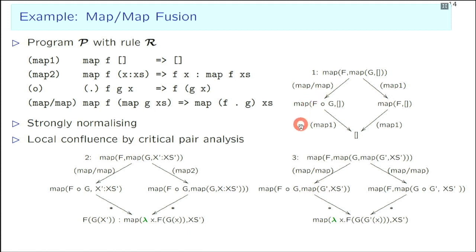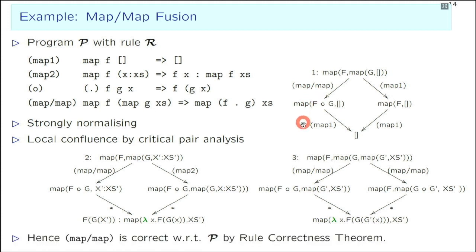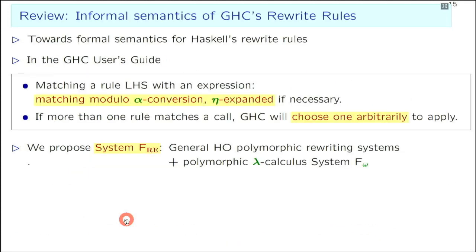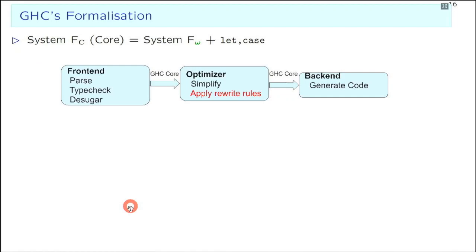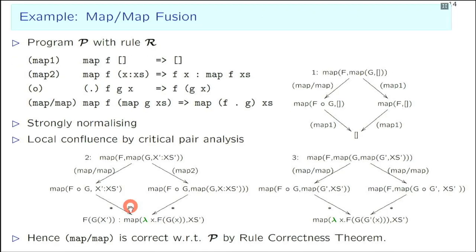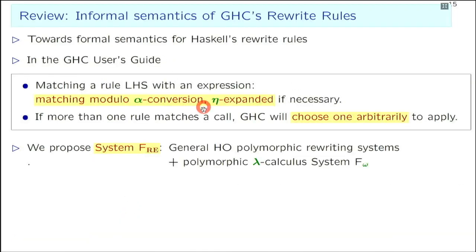Then two conditions are satisfied, so we can conclude that the map rule is correct with respect to the program by my theorem. But to state this argument more precisely, we also need a more formal semantics of GHC's rewrite rules.